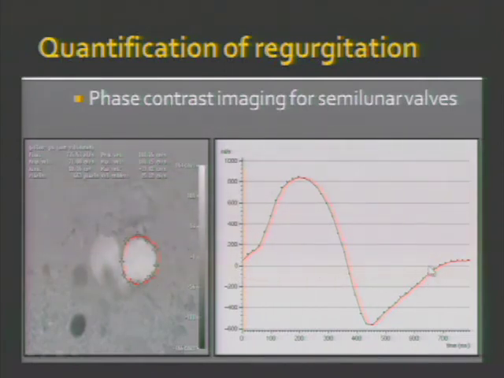So here is the baseline. The flow above the baseline is the forward flow. The flow below the baseline is the backward flow. And then the computer will give you the regurgitant fraction.